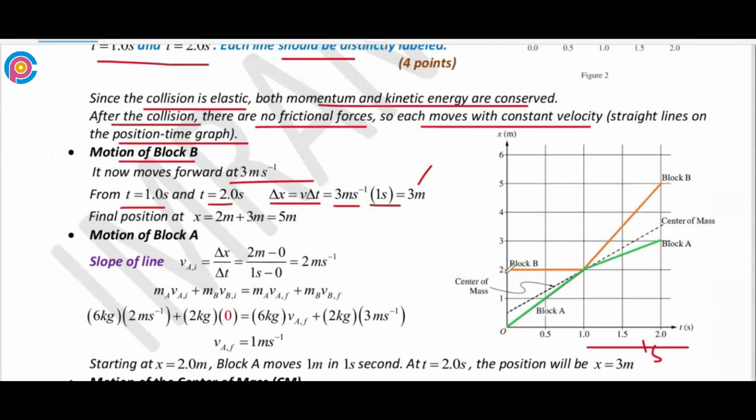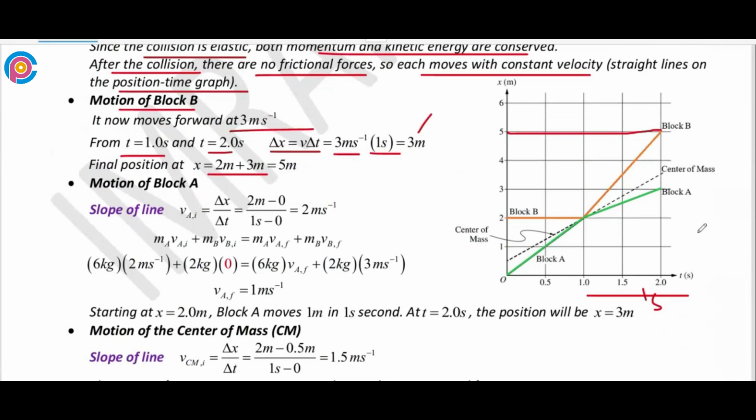So the final position of block B is 2 meters initially plus 3 meters, so that's the 5 meter position. That's why it goes from 2 to 5. Now, the motion of block A. First of all, we find the initial slope of the graph, delta x over delta t, 2 over 1, that's 2 meters per second, the initial velocity of block A. After the impact, by the law of conservation of momentum, with the initial momentum of block B being 0, we place all the values, including the final velocity of block B, and find the final velocity of block A, that is 1 meter per second.